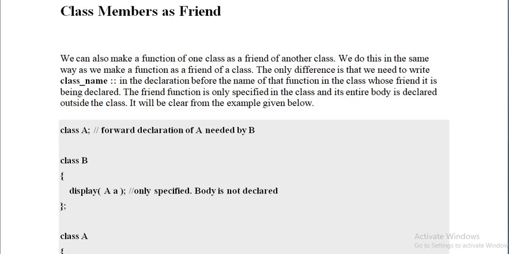So we can also make a function of one class a friend of another class. This is important here. A function of one class as a friend of another class. We'll just do it as we did in the first session, with a friend function. The only difference is we need to write the class name along with the scope resolution operator and the declaration before the name of that function in the class whose friend it is being declared. Look at a simple example here.